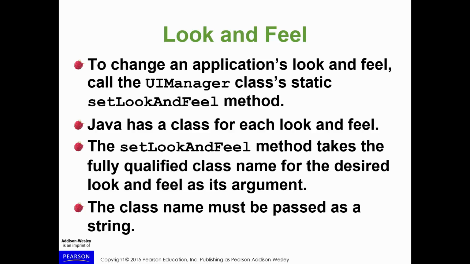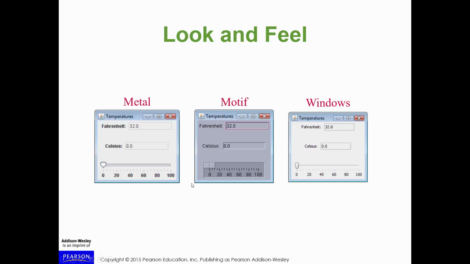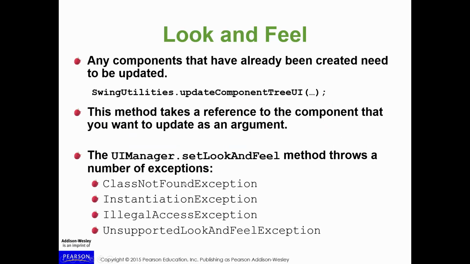All right. So to change the look and feel, as it says, you call the user interface manager's setLookAndFeel method. It takes a fully qualified class name. So here it is: Metal look and feel, Motif look and feel, Windows look and feel. Any components that were already on the interface need to be updated. So as it says, you want to call updateComponentTreeUI.